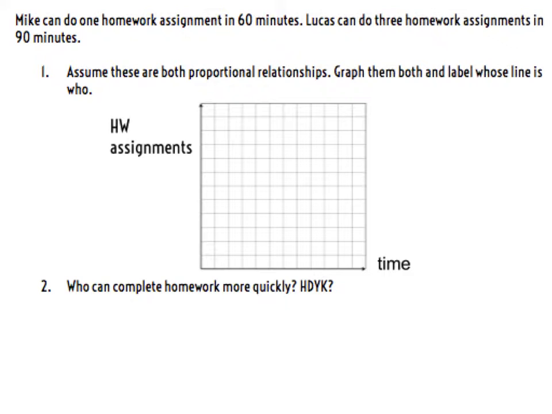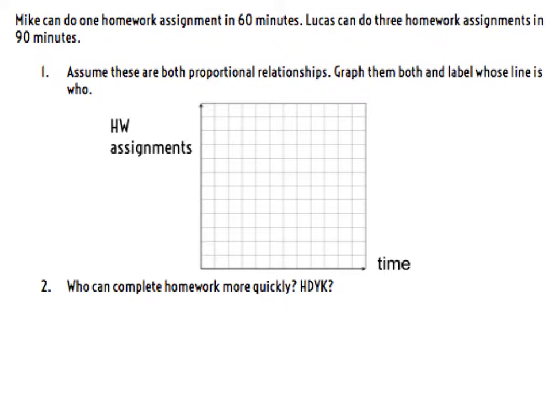She wrote the situation out. And we've got this. Mike can do one homework assignment in 60 minutes. Lucas can do 3 homework assignments in 90 minutes. Assume that these are both proportional relationships. Now that's an important assumption to make, because if you're not assuming that, then in 2 hours they could both do something completely different, and you really can't set up a systematic graph or table. So we're assuming these are proportional.